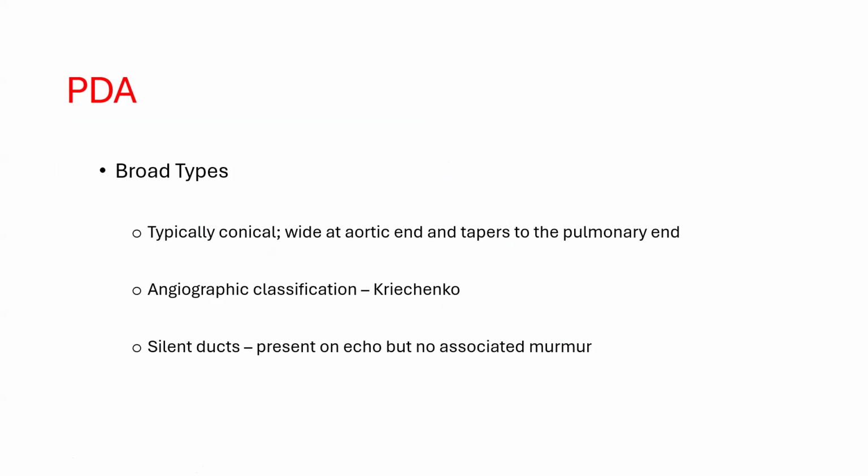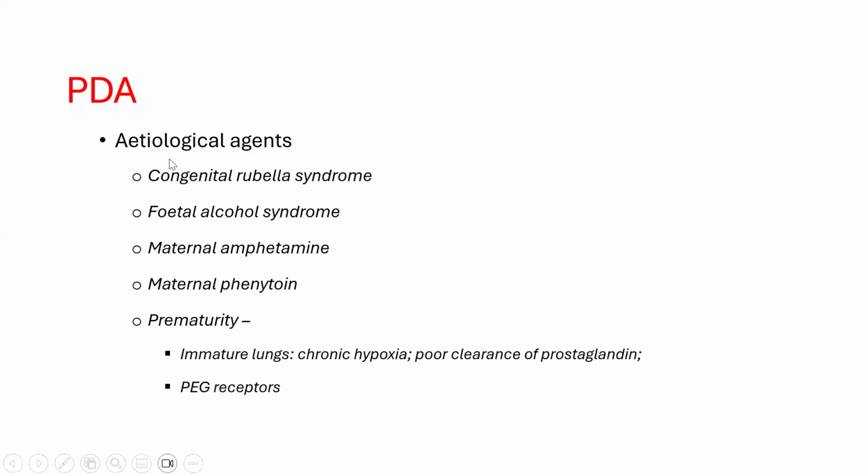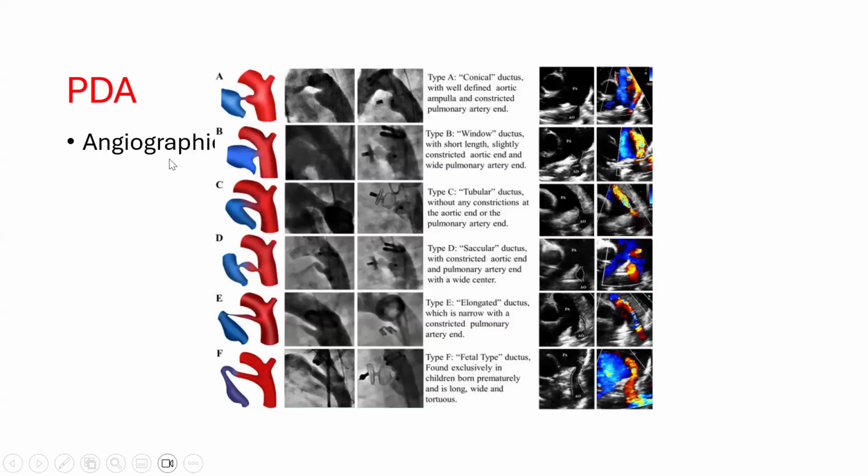Broadly speaking, the PDAs are usually conical in shape, broad on the aortic side, and taper at the pulmonary end. But there's an angiographic classification called the Krichenko classification, which tells us that there are different types of ducts. And it's important in the cath lab because the different types of ducts will determine what kind of devices you use. So in type A, you can see the conical appearance. Type B is a window type.